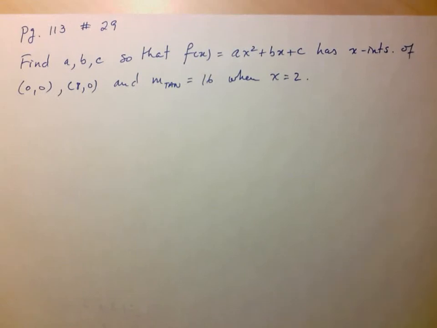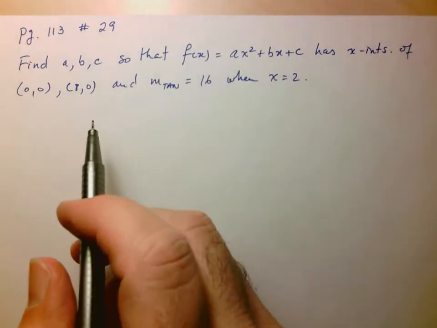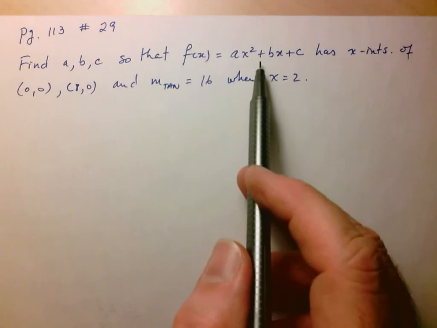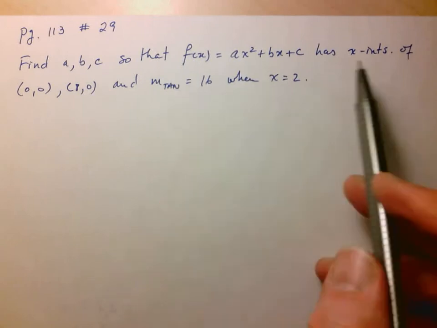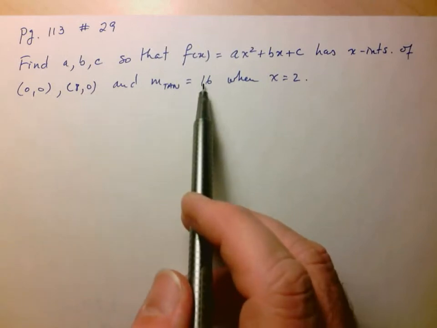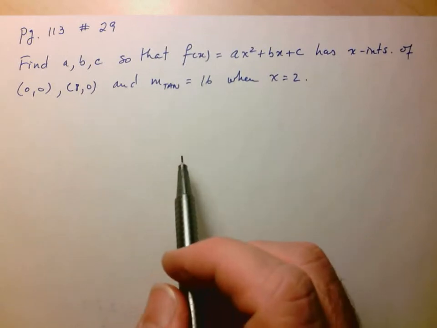Hi folks, this is number 29 on page 113. So here they want us to determine the unknowns a, b, and c so that this quadratic function has the following characteristics. It has to have x-intercepts of (0, 0) and (8, 0), and the slope of the tangent has to be 16 when x is equal to 2.